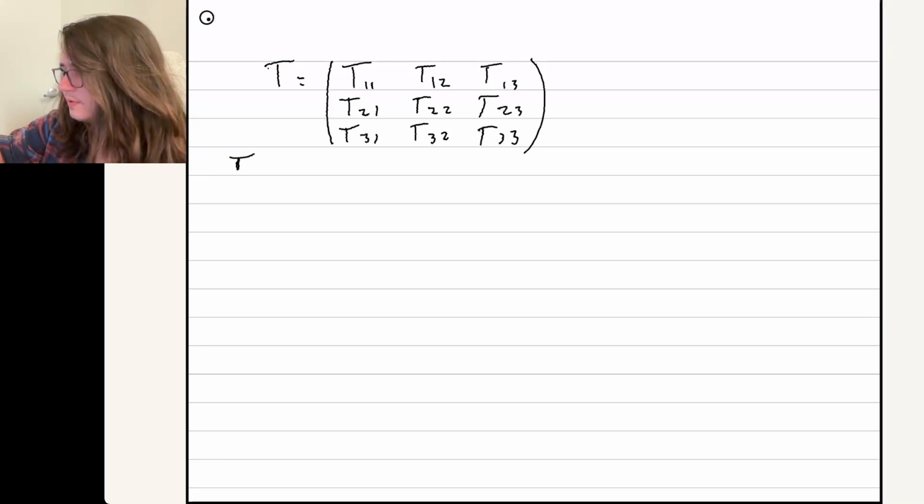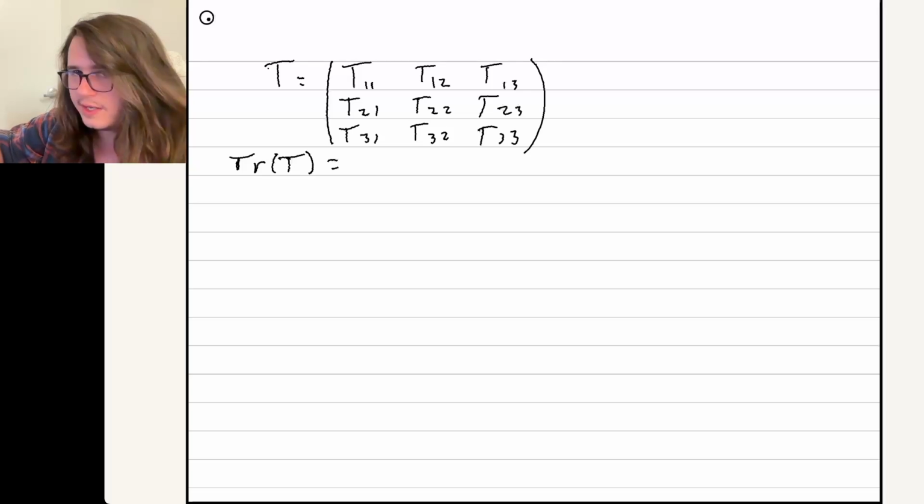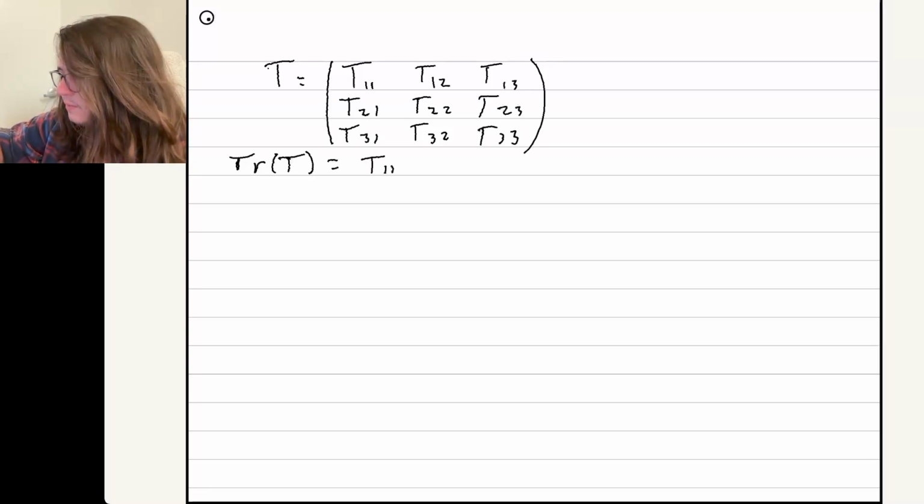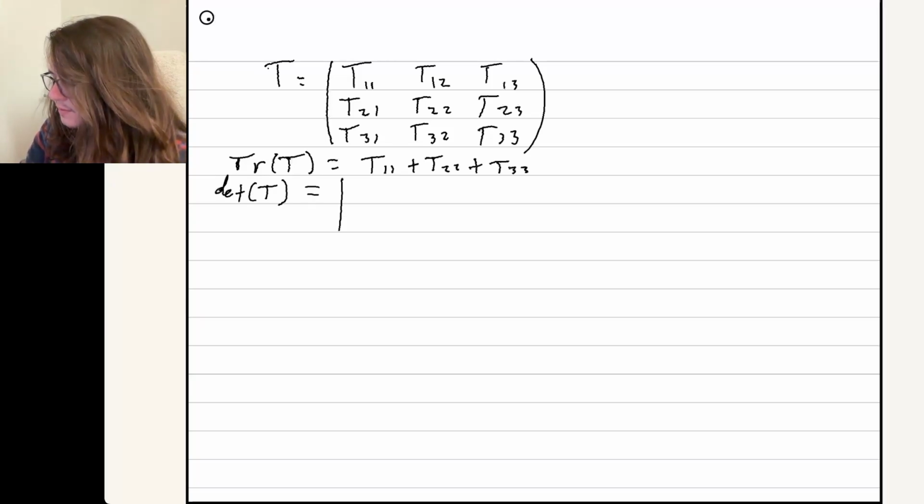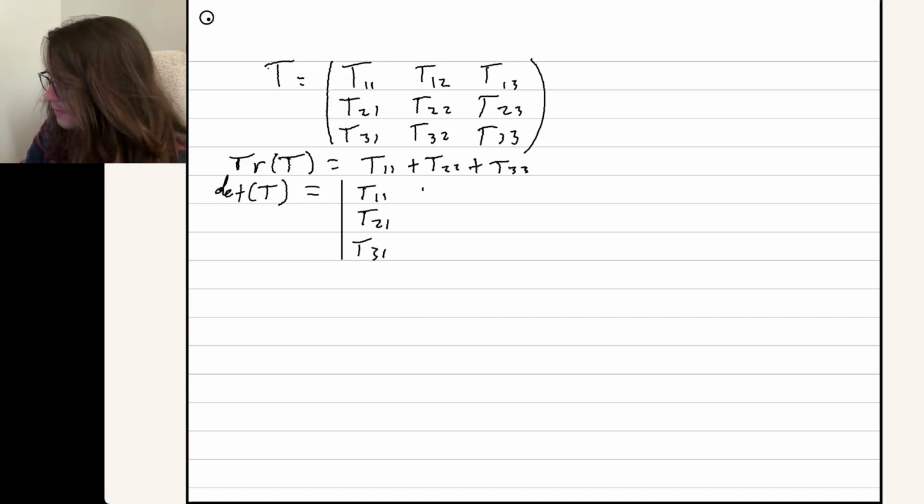One of those is the trace of this matrix. That's pretty easy. You just add up all the diagonal components and you get T11 plus T22 plus T33 for the trace of T. Also, it's useful to go ahead and calculate the determinant of this. This is going to be a little bit more of an involved term than the trace, but we can do it once I finish writing out the matrix.